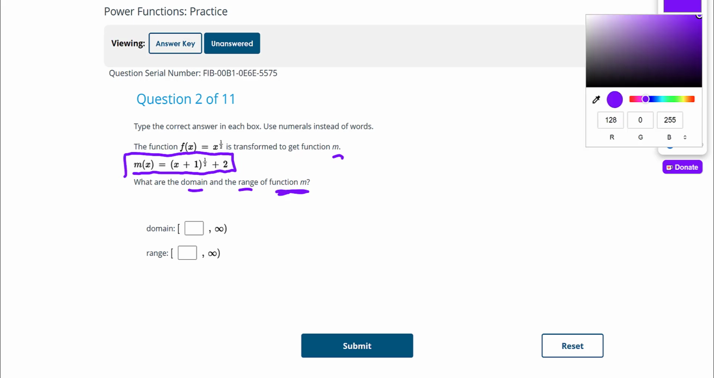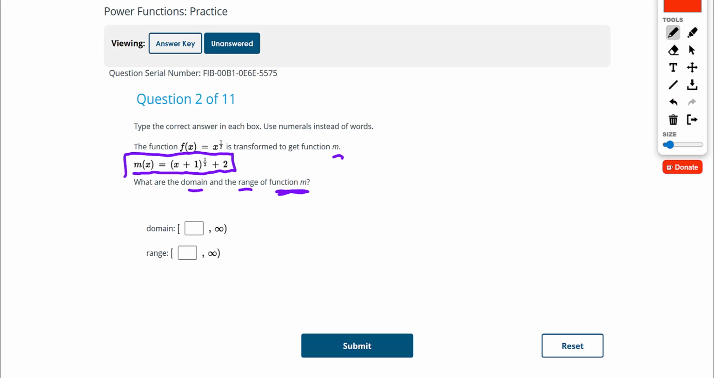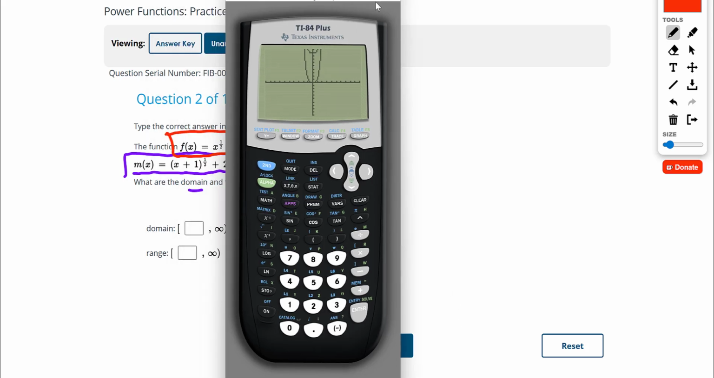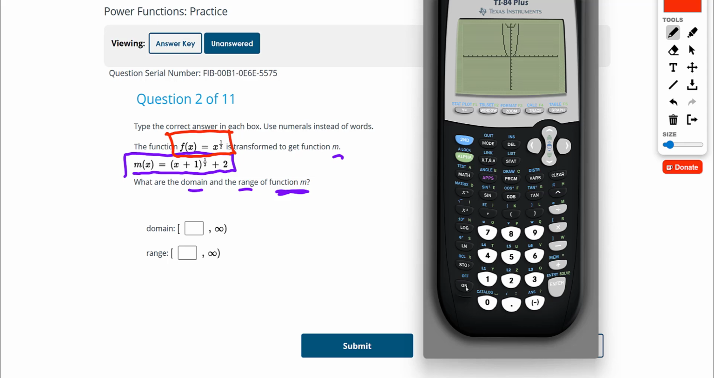This top function, we're going to go ahead and graph it too, and have them both in our graphing calculator just to compare the two, just in case we can't get all the information we need from that purple function. All right, so let's go into y equals. Let's clear everything out from the previous problem.